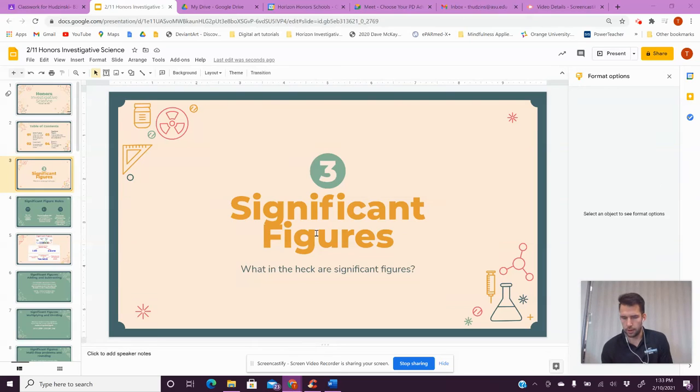Okay, so far we have covered the metric system and conversions. We've talked about significant figures, and we are going to be getting into scientific notation. I wanted to include the significant figure slides in here.